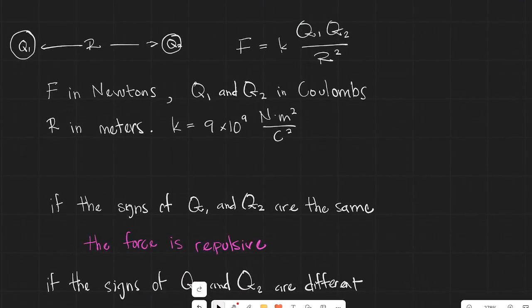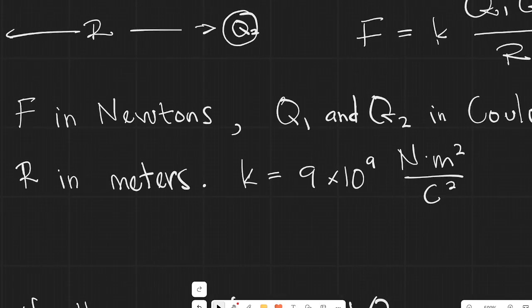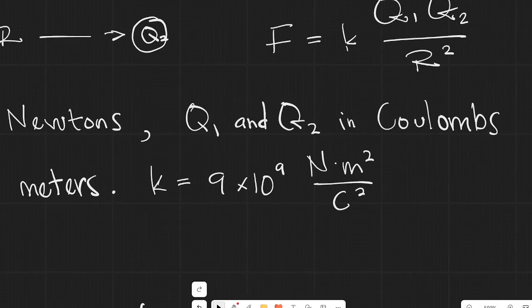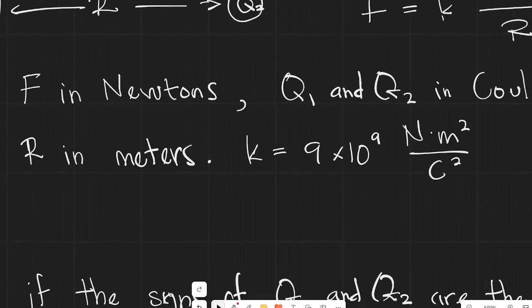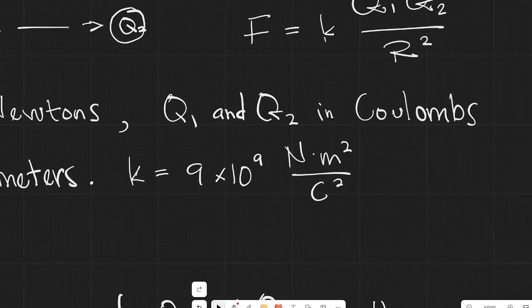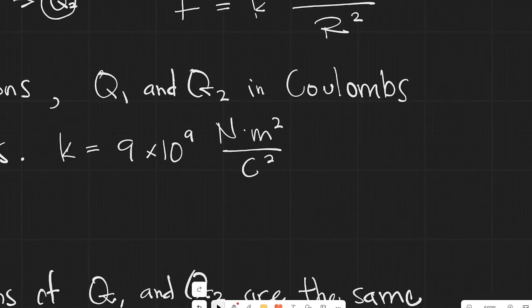It is important to note what the units are here. So F is going to be in newtons, just like it was in Physics 1. Q1 and Q2 are in units of coulombs, and we'll talk about that unit here in a moment. And then r is going to be measured in meters. The proportionality constant here is this huge number, 9 times 10 to the 9 newton meter squared per coulomb squared.